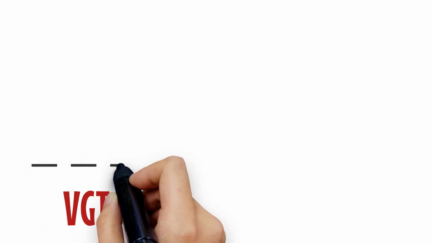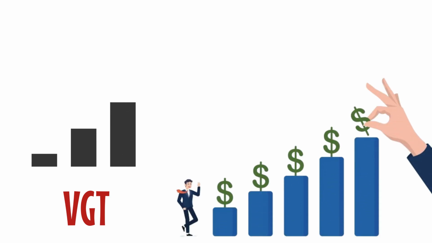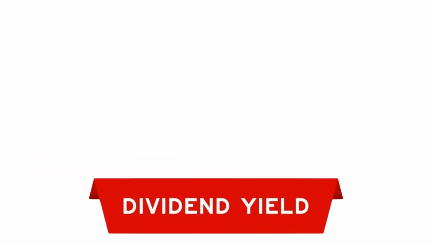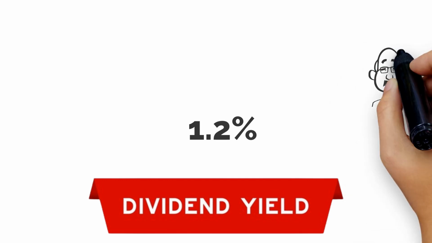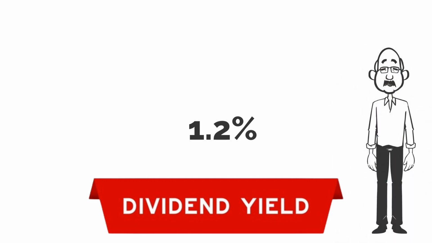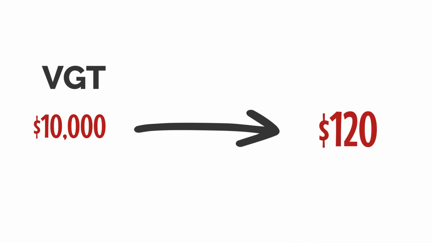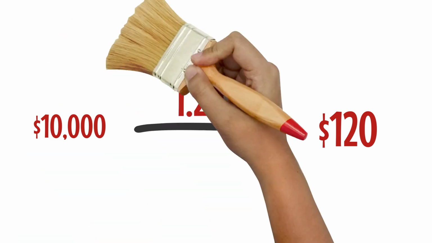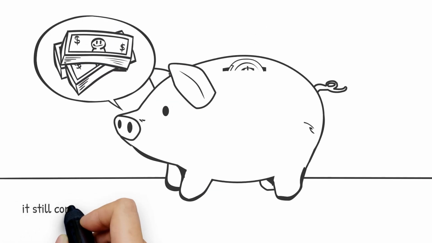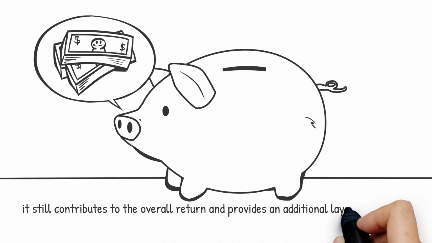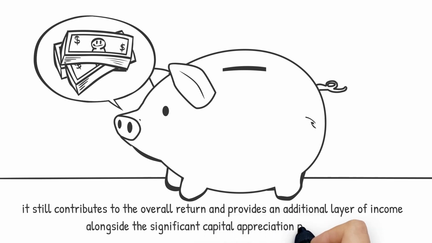On the other hand, VGT, while primarily focused on growth, also offers dividends, though they are generally lower compared to SCHD. VGT's average dividend yield is around 1.2%. While this yield is not the primary attraction for investors in VGT, it does provide some level of income. With a $10,000 investment in VGT, you could expect to receive approximately $120 in annual dividends based on the average dividend yield of 1.2%. Although this amount is relatively modest, it still contributes to the overall return and provides an additional layer of income alongside the significant capital appreciation potential.